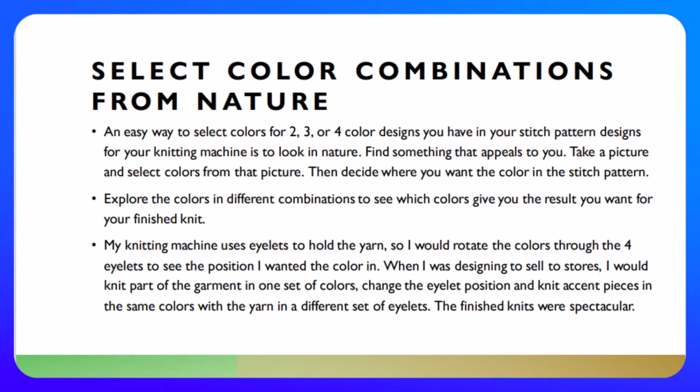My knitting machine uses eyelets to hold the yarn, so I would rotate the colors through the 4 eyelets to see the position I wanted the color in. When I was designing and selling to stores, I would knit part of the garment in one set of colors, change the eyelet position, and knit accent pieces in the same colors with the yarn in different sets of eyelets. The finished knits were spectacular, and the store loved them, and so did the customer.